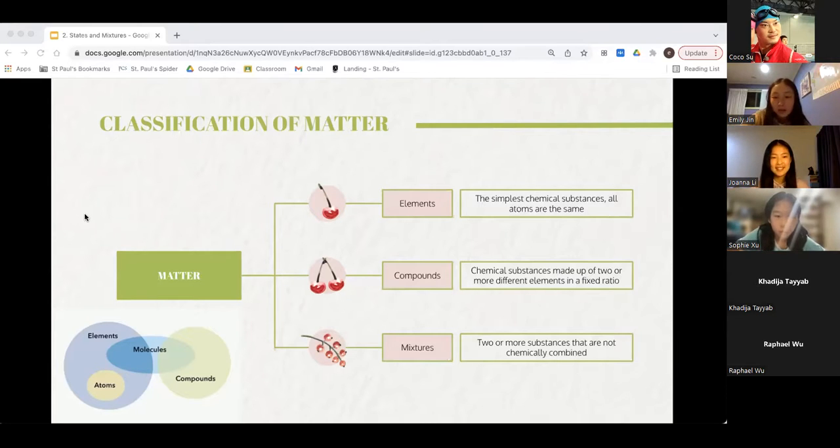Again, so now moving on to compounds, they're basically just chemical substances made up of two or more different elements in a fixed ratio. So this ratio is very important because if you have a sudden change in ratio, like if we have magnesium chloride, which is an ionic compound. Now the magnesium ion has a charge of 2+. That's just what it does when it becomes an ion.